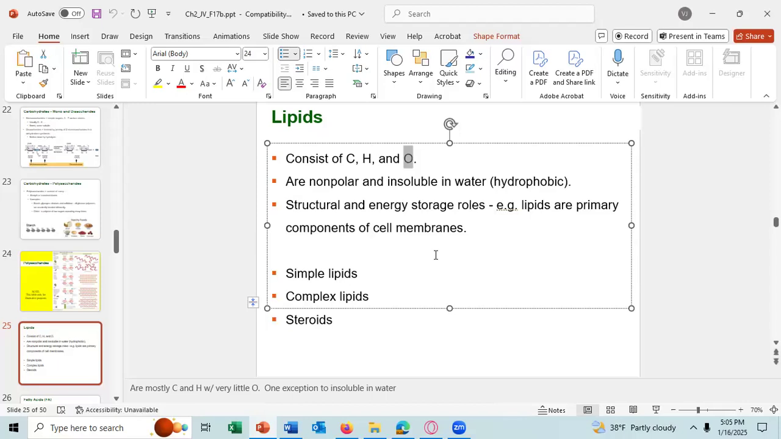We have lipids of three different types: simple lipids, complex lipids, and steroids. You could have an author that will break them into more types. Like some people will break the waxes into a different thing, and what else? There's five lipids that other authors use. I don't remember what the fifth one was, but we're going to use the textbook. It breaks it down into simple lipids, complex lipids, and steroids.